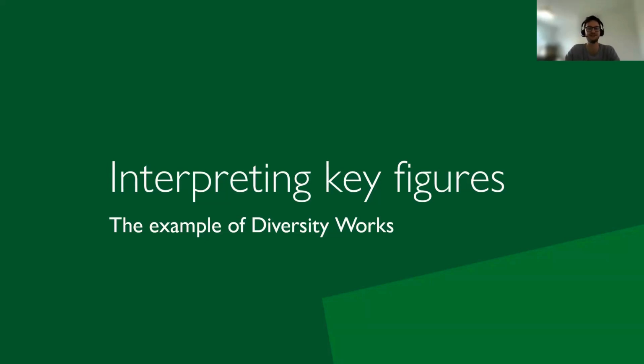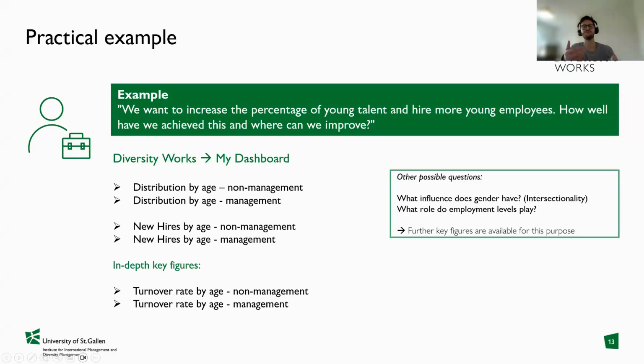And the first example I would like to look at is as follows. We want to increase the percentage of young talent and hire more young employees. How well have we achieved this and where can we improve? Of course, this is a very specific case. It could just as well be that a company wants to rely more on older employees, for example. It just depends on the current individual situation that your company is in. So in this example, we assume that we have many older employees and would like to attract more younger employees into the team and into the company.